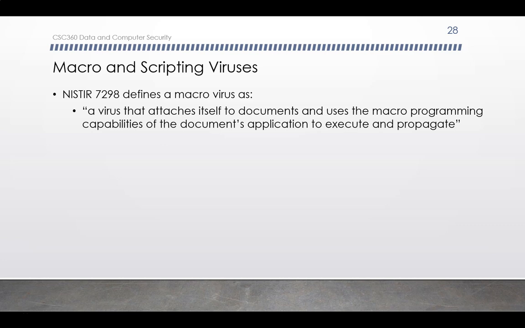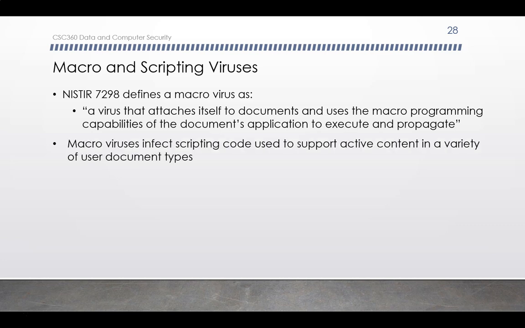Most of the information introduced into computer systems is in the form of documents rather than programs. These macro viruses then are spread as the documents they exploit are shared in normal use. A very common method is by electronic mail, particularly since these documents can sometimes be opened automatically without prompting the user. So macroviruses infect scripting code or macros used to support the active content in a variety of user documents.